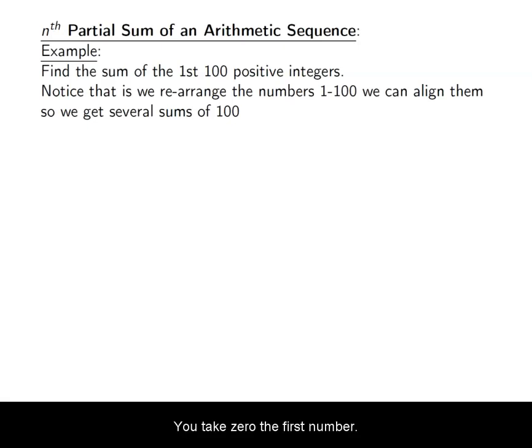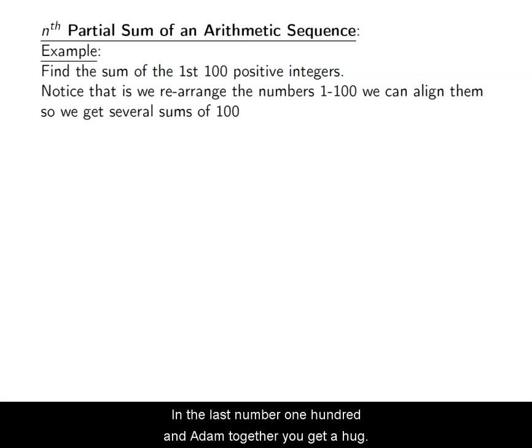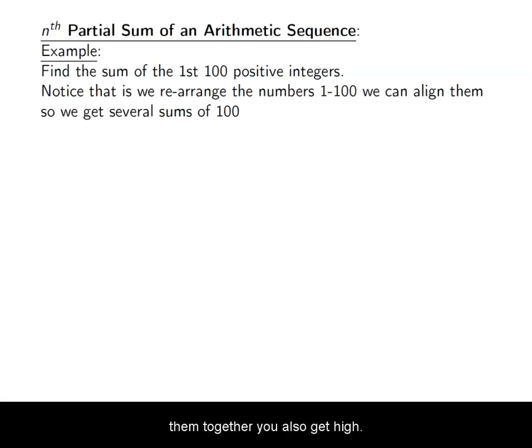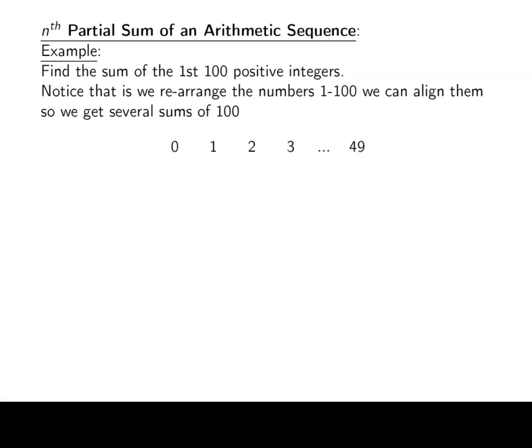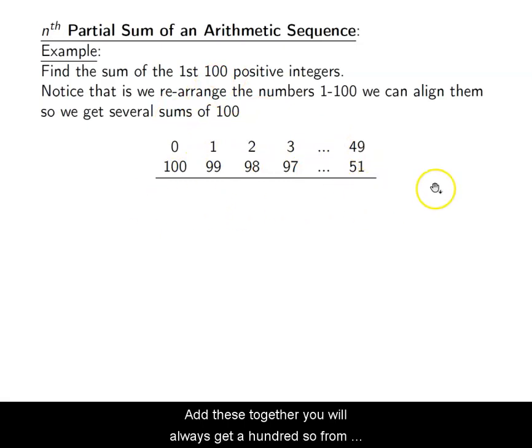Okay, if you take 0, the first number, and the last number 100 and add them together, you get 100. If you take the next number 1 and the next number from the end, which is 99, and add them together, you also get 100. 2 and 98, 3 and 97, and so forth. And you do this all the way up until you get to 49 and 51. And when you add these together, you will always get 100.